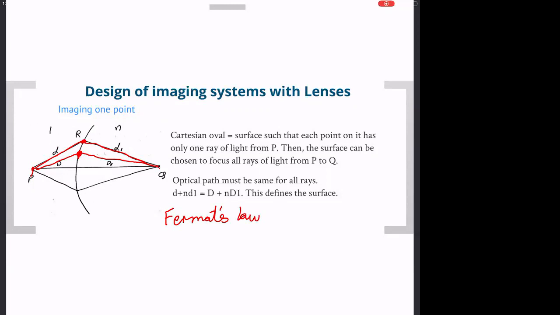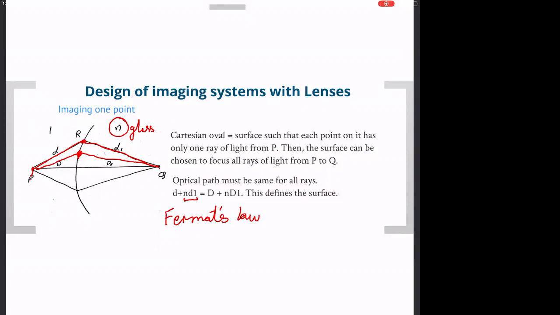So if I take the optical path of the ray from P to R, which is D, this small d, and I add the optical path from R to Q, which is this small d1, but now this is inside a material like glass with refractive index of n, I need to multiply that by n. So this is a useful and important thing to keep in mind.